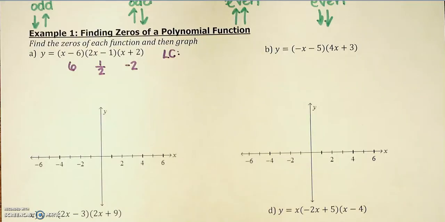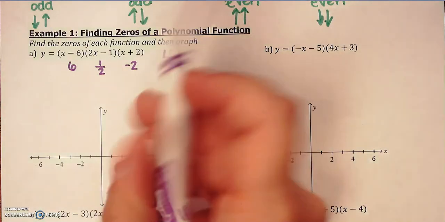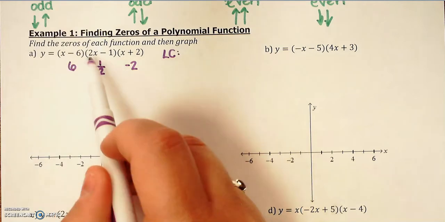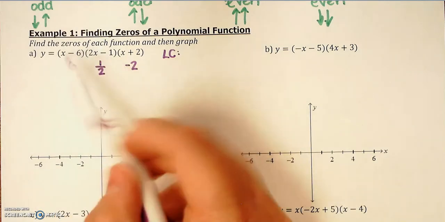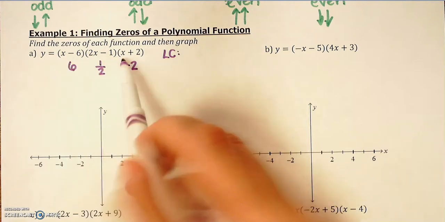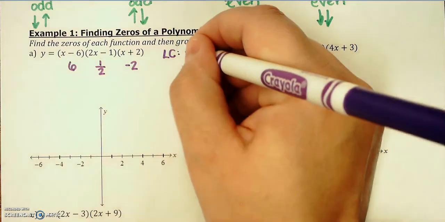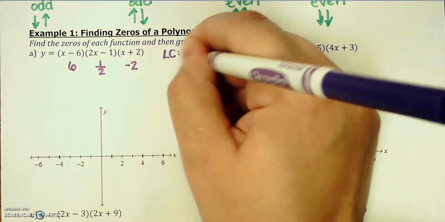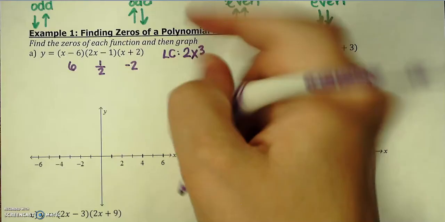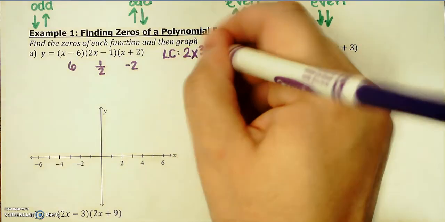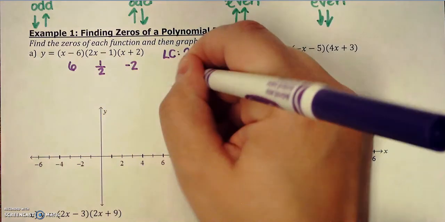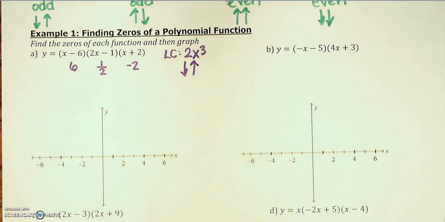I'm not asking you to multiply this out, but think about it. If I did multiply these all out, I would have the first term in each of these, and I would multiply them. Make sure they're all in standard form. This would be x times 2x times another x, so the leading term would be 2x to the third. This is positive, and the exponent is odd. So positive odd is going to point down at the beginning and up at the end for its end behavior.